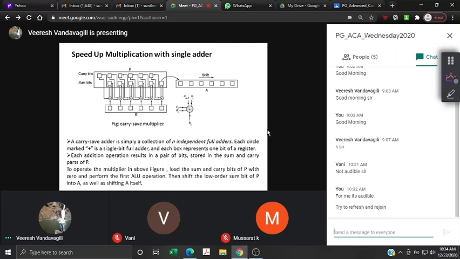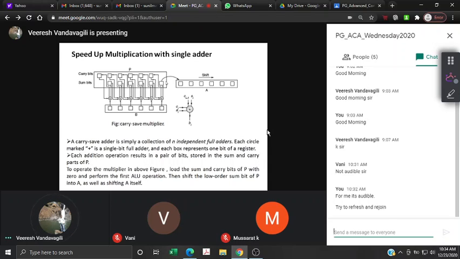Each circle marked as a plus is a single bit adder, and each box represents one bit of the register. Here there are 6 bits, and here also 6 bits. The plus is the indication of the carry save adder, and the boxes are for the one bit representation. The carry save adder calculates the results simultaneously, in parallel, and updating the P consists of two registers, one for the sum bits and another for the carry bits.